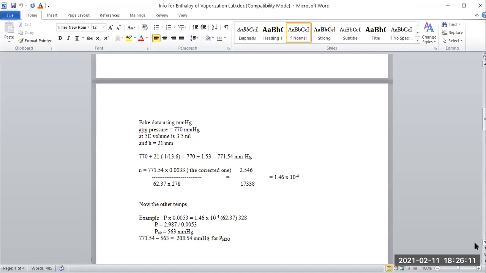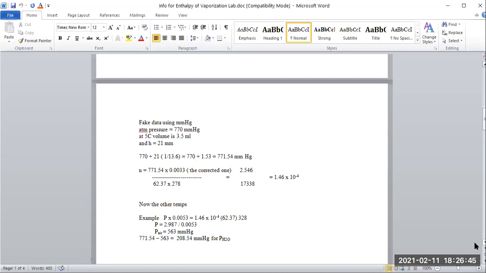So look at my data here. I've got P, 771.54. I've got V, because remember this is in liters, 0.0033. My R value is 62.371. And keep in mind that your temperature must be in Kelvin. 5 degrees Celsius plus 273 gives me 278.